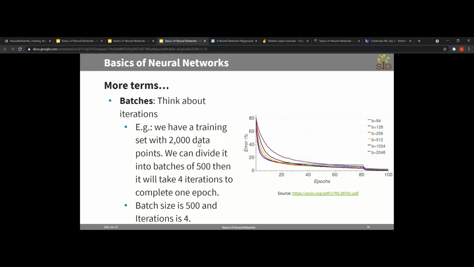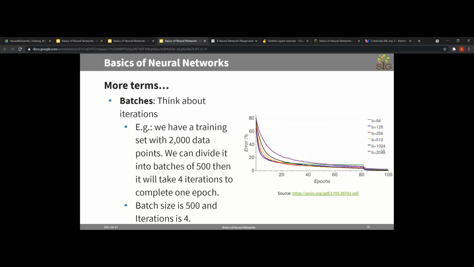So let's say in an example, we have a training set with 2,000 data points. Instead of feeding those 2,000 data points at once into your neural network, you divide it into batches of 500. So that means that you take 4 iterations to complete one epoch, right? Because 4 times 500 will yield your 2,000 data points. The batch size is 500 and iterations is 4.